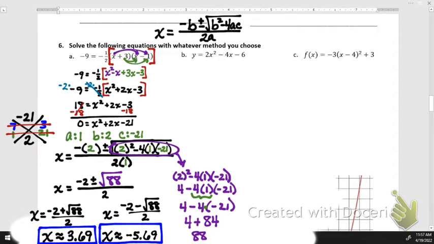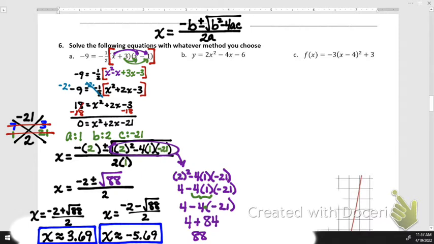Let me check that on the answer key because it should be like this. I'll check that. All right. Are you guys okay with part A? Yes, ma'am. Yes, sir.